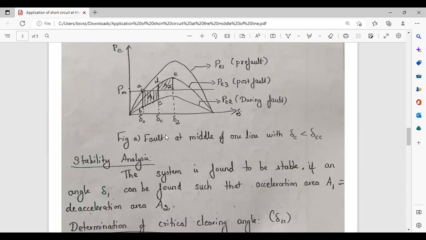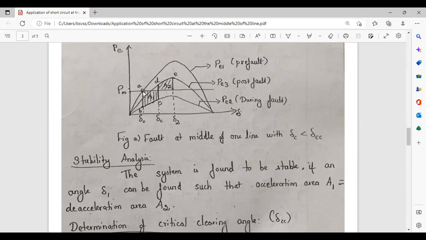So how to draw the power angle curve? We have to take the values of PE with respect to delta. First we have to draw the characteristics for pre-fault condition. Here, the first characteristic is for pre-fault condition, PE1. Initially the system is in steady state condition. During steady state condition, PM is equal to PE. So this A represents steady state condition.